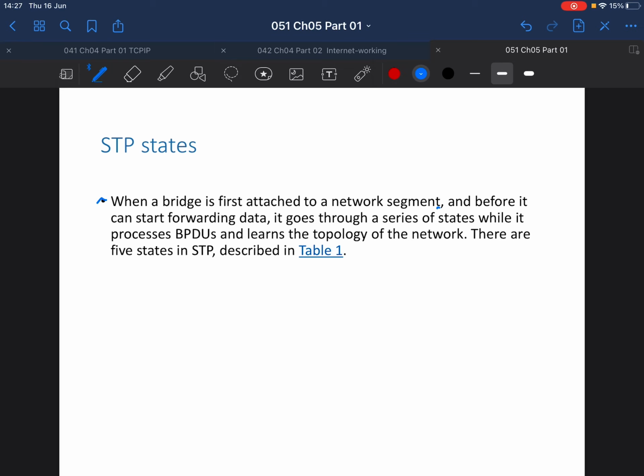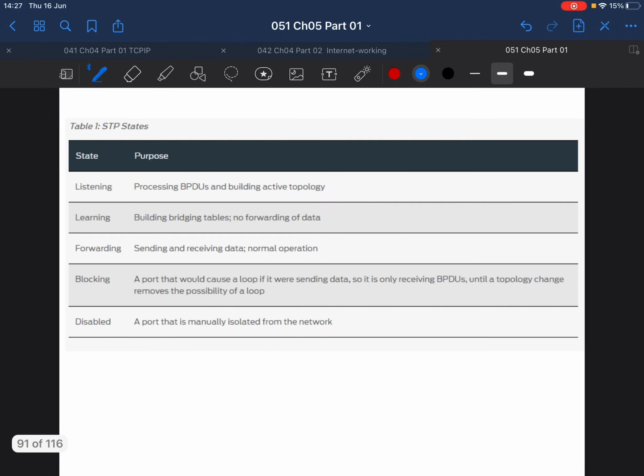There are 5 states in STP, described in table 1. So the states of the STP, 5 states. First is listening, second is learning, third is forwarding, fourth is blocking, and fifth is disabled.